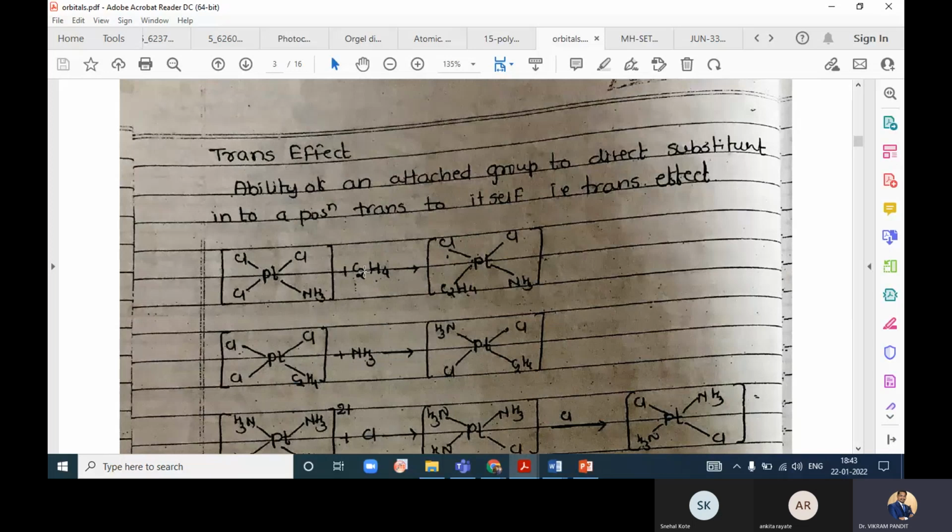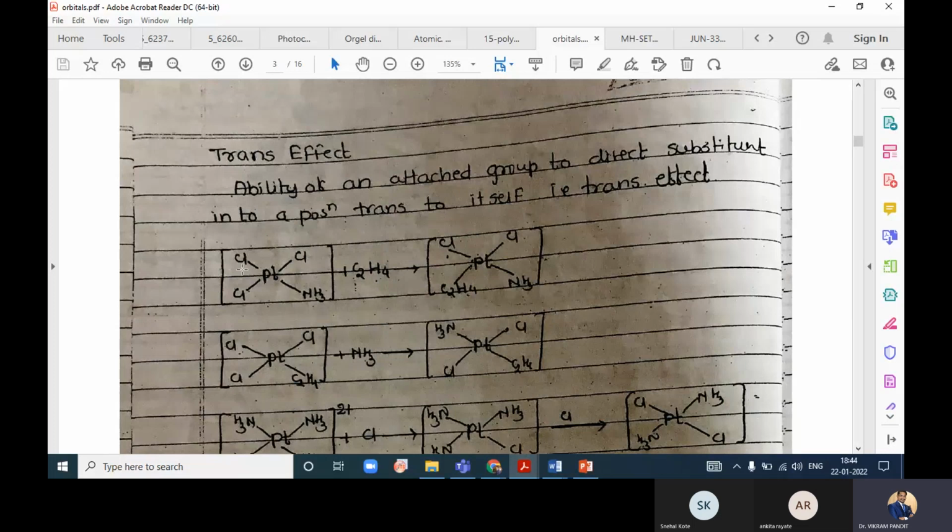Okay, so what is the trans effect? It's the ability of an attached group to direct the substituent into a position trans to itself, and that is known as the trans effect. In simple words, there are four ligands or substituents joined to the central platinum metal, right? So these are the same, chlorine, chlorine, chlorine, and this is ammonia, NH3. So these two are different now, right?